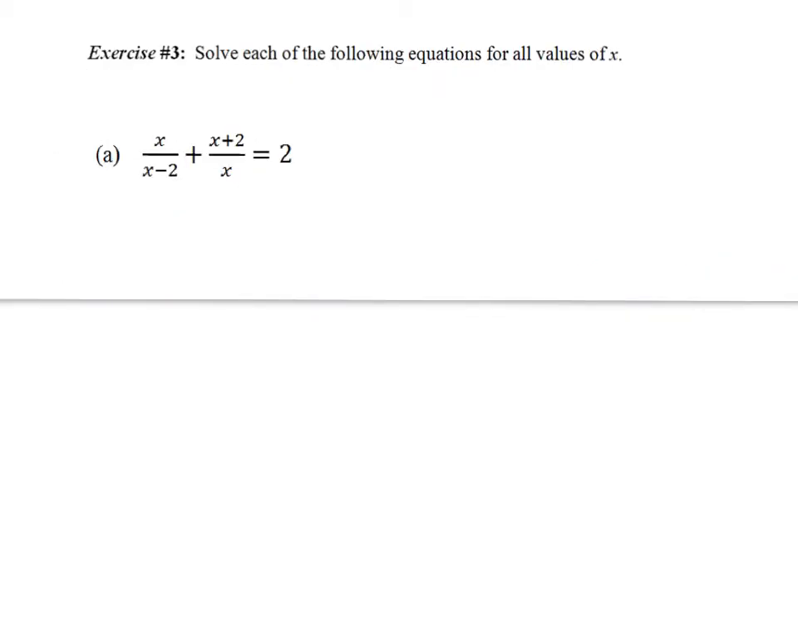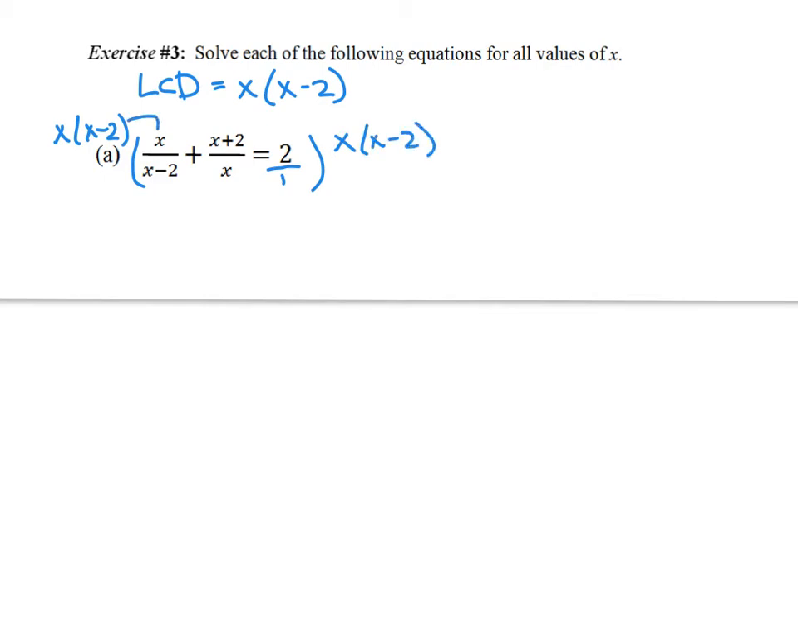So in exercise 3, it says solve each of the following equations for x. So I look at both denominators. You'll notice that on the right side, this has a denominator of 1. And I notice that my least common denominator is going to be x times x minus 2. So I'm going to take my whole equation and multiply the left side by x and x minus 2, and the right side by x and x minus 2.